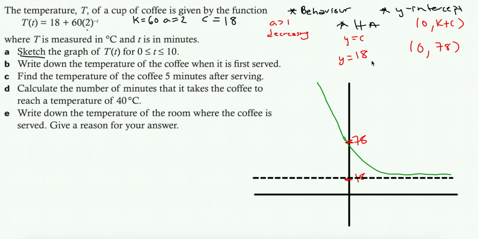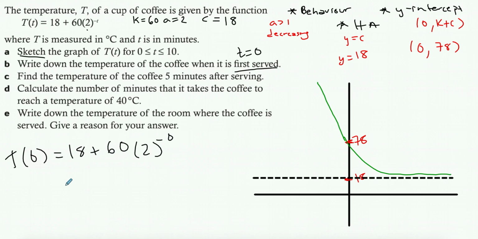So you can decide all of these properties using the table instead of just finding them. For part B, write down the temperature of the coffee when it is first served. So first served, remember, always deals with initial, the beginning. All of these things mean that your t is equal to 0. So you're going to substitute 0 in here. So you're going to get 18 plus 60 times 2 to the power of negative 0. And anything to the power of 0 is 1, so you're going to get plus 60, so that's 78.